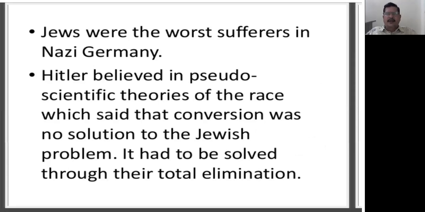Hitler believed in pseudo-scientific theories of race, which said that conversion was no solution to the Jewish problem. It had to be solved through their total elimination because Jews were rich people and they lived more. They did not have their own country or land. You know which area they belong to? Jews, present Israel. Israel is a country now, but before the world wars, Israel was not there. That's why these Jews were living in Europe in various countries. But Hitler hated these Jews and he believed that even if they get converted they cannot come into that race. That's why he said that the solution is only total elimination.